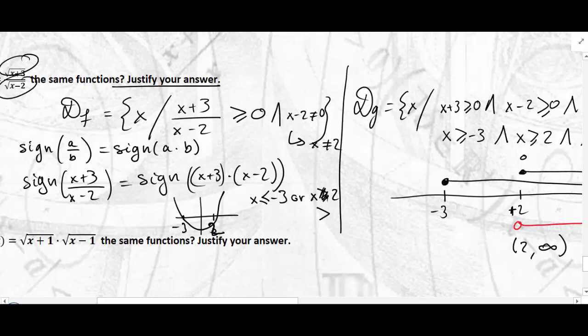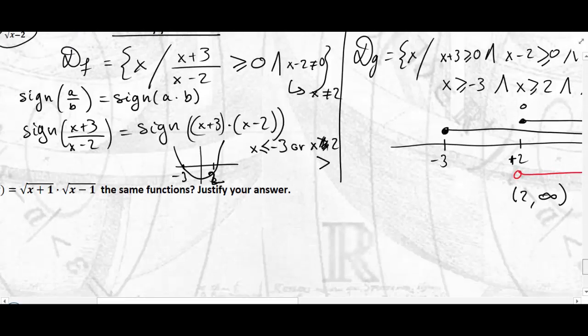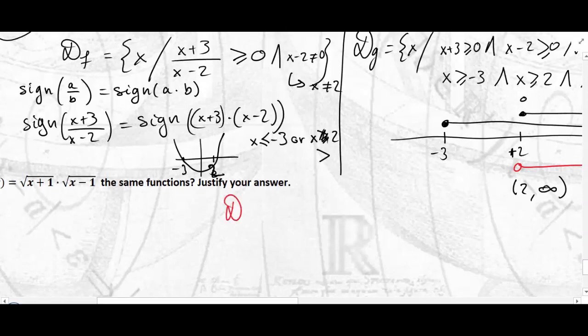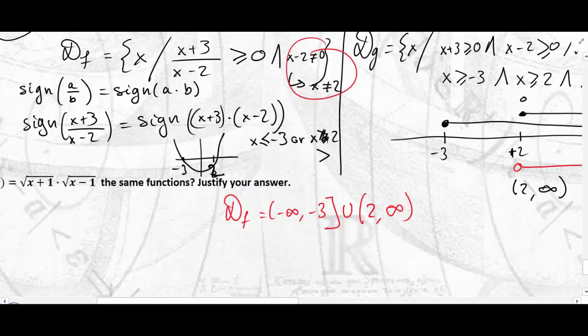So the domain of this, let me write it. I'm sorry, I'm squeezing everything right here. The domain of f is negative infinity to negative 3 or 2 to infinity. I remove the 2 because of this condition right here. While the domain of g is just 2 to infinity. And so they have different domains. So the functions f is not equal to g.